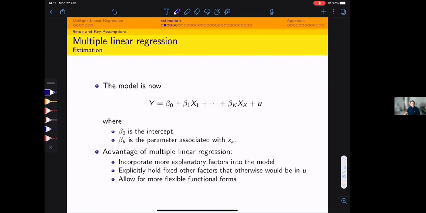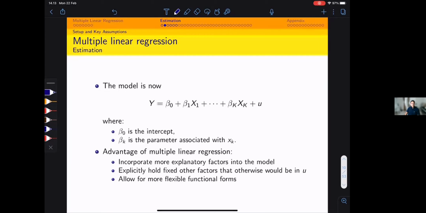The second advantage is that we're going to be able to explicitly hold fixed other factors that would otherwise be in u. So the second advantage is associated with what I said about controlling for. When I say that we control for expenditure per student, or when I say that I control for average income, it means that I'm able to explicitly hold fixed the expenditure per student and the average income of the parents, okay? And the third advantage is that it allows for more flexible functional forms, okay?